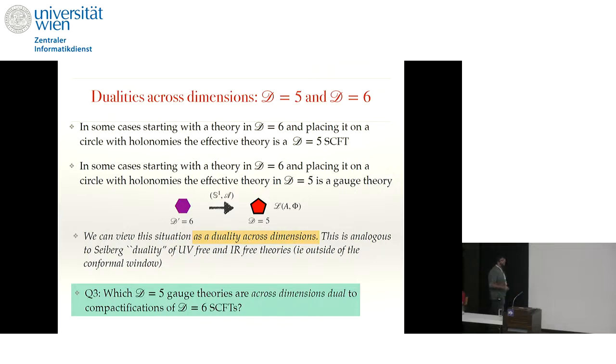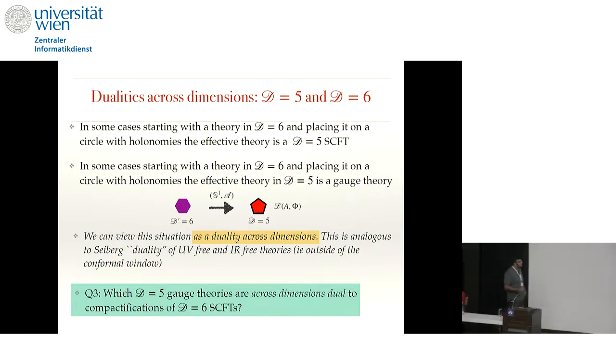So let me start with more concrete questions and examples by going from 6 dimensions to 5 dimensions. In some cases, starting with a theory in 6 dimensions and putting it on a circle with various background gauge field holonomies, one can obtain an effective theory in 5 dimensions. In some cases, the effective theory in 5 dimensions turns out to be a gauge theory. So there is this string theoretic construction, in a sense, of this 5-dimensional theory. You start in 6 dimensions with a theory, place it on a circle, and you get something in 5 dimensions.